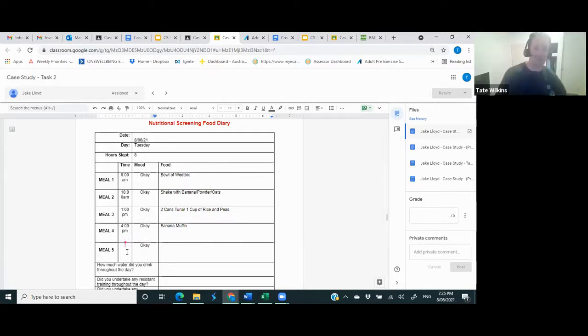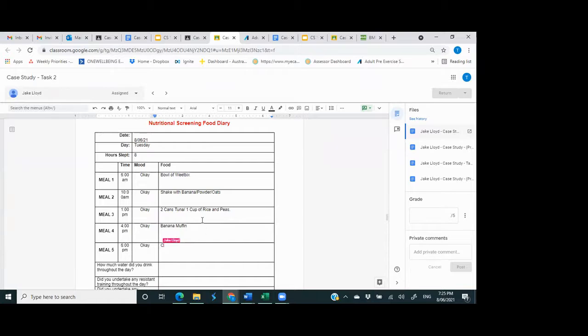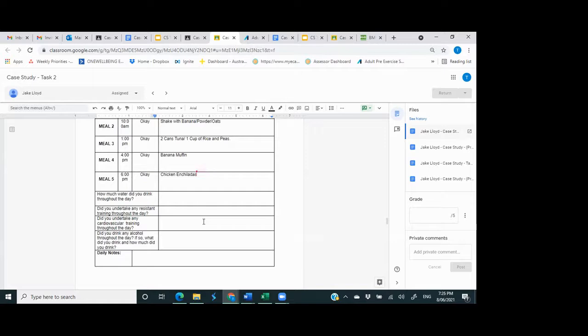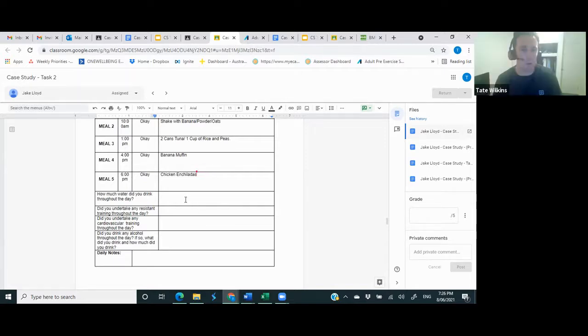Meal 5, just before, so we'll say 6 p.m. was probably a bit before. 6 p.m. Chicken enchiladas. I don't know how to spell enchiladas. ENCHILADAS. Boom.